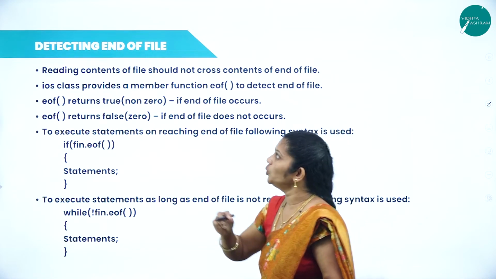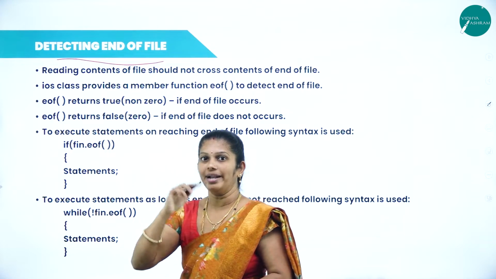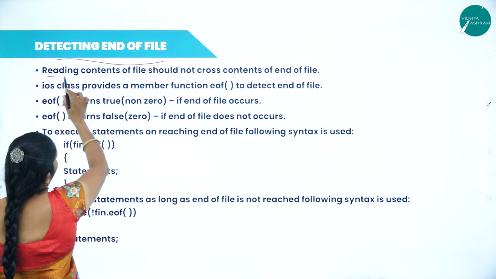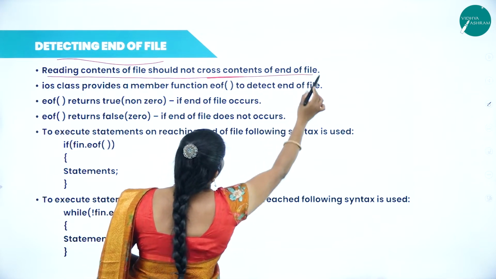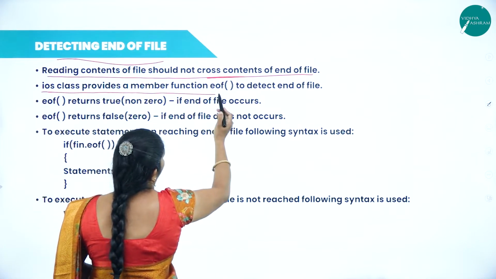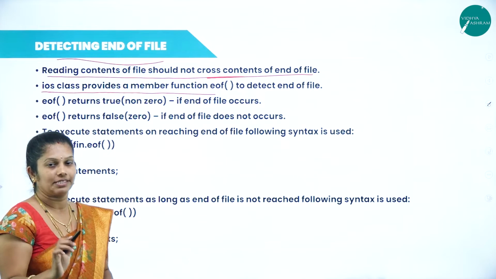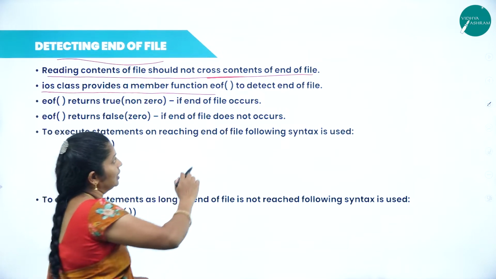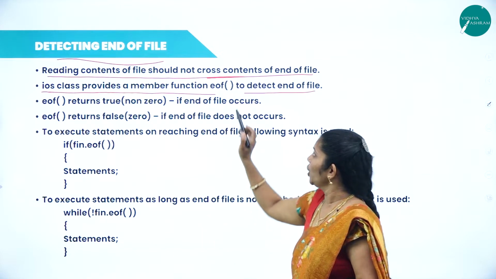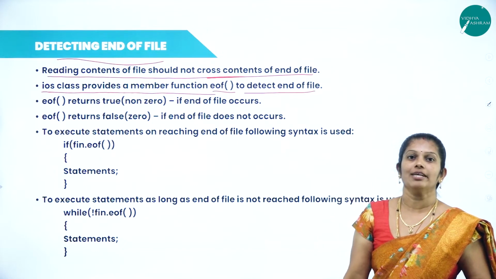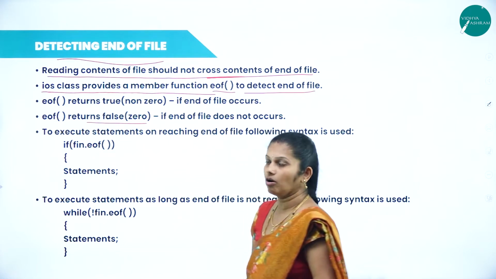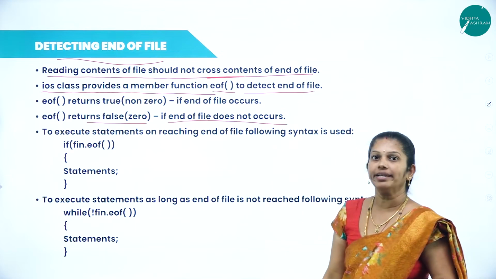Next, we will move on to how to detect the end of the file, how to identify that the file has ended. That can be done by ensuring that reading the contents of the file does not cross the end of the file. The ios class provides a member function eof. EOF stands for end of file. By using the eof function, we can identify that this is the end of the file. eof returns false, or 0, if the end of the file does not occur.